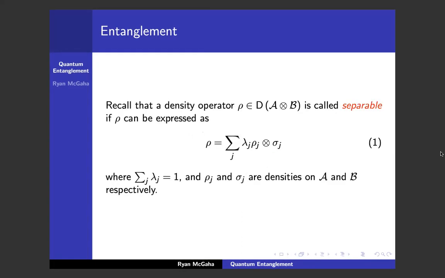Okay, so for density operators, it's a little bit more complicated, and we call them separable instead of product states. We say that a density operator is separable if it can be written as a convex sum of product states, where rho j and sigma j are densities on A and B respectively. And note here it's a convex combination because the sum of the lambda j's goes to 1.